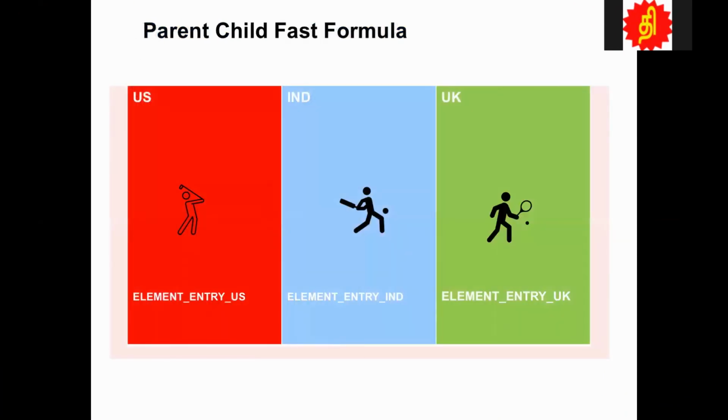Now let's get into the detail of how we can use it. Assume we have three different LDGs, US, India, UK, and they have different element entries. So basically you have to create three formulas to deal with those element entries. You call them element entry US, element entry India, element entry UK. And you have three formulas.